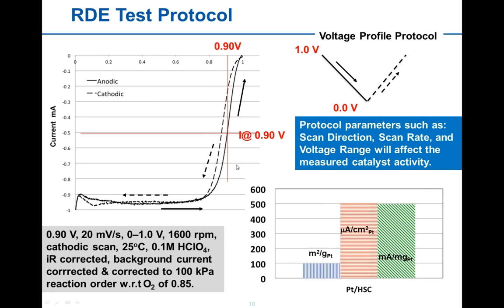At this point in time, there are no standard protocols, so people in the literature use all kinds of different conditions, and it's very hard to normalize those. On the bottom right, you just see an example of the ECA, the specific activity and mass activity extracted from the data at 0.9 volts from the IV curves.